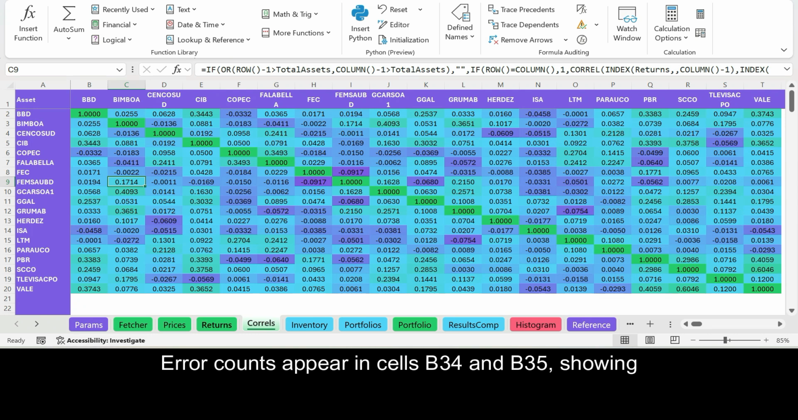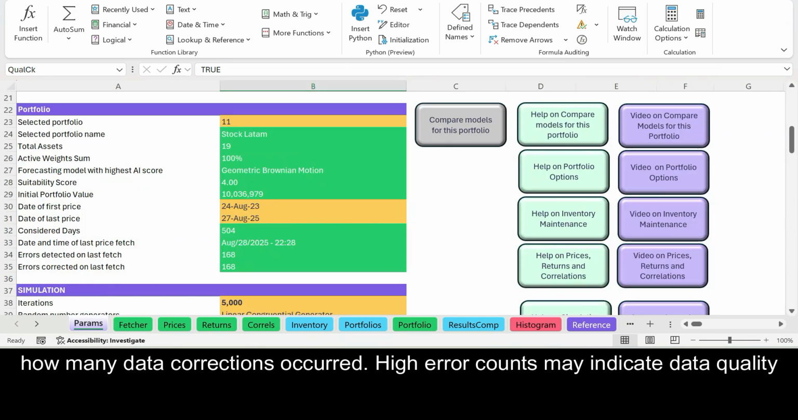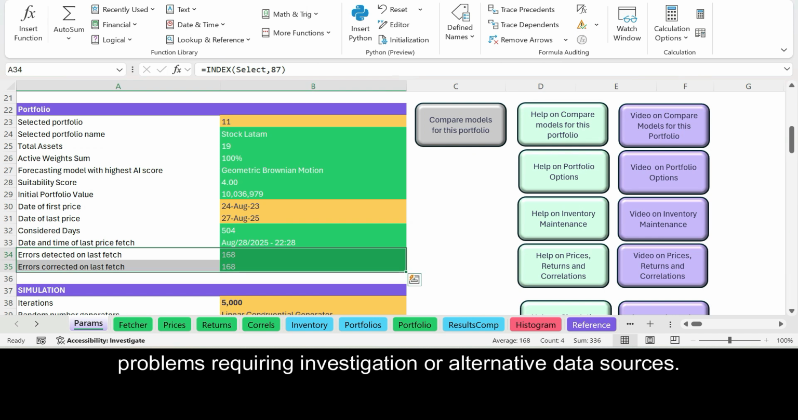Error counts appear in cells B34 and B35, showing how many data corrections occurred. High error counts may indicate data quality problems requiring investigation or alternative data sources.